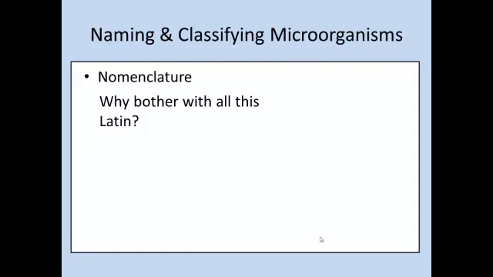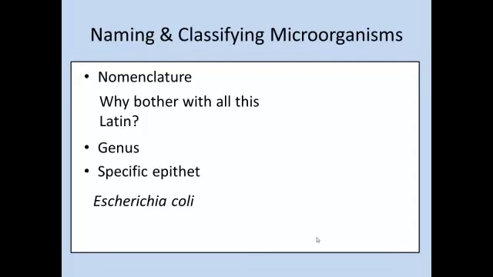But first, let's discuss E. coli's name. E. coli is short for Escherichia coli. The first name, Escherichia, is the genus name. It's a bit like your family name. Coli is the species name. It's a bit like your personal name. Because both names are in Latin, they are always italicized to let you know it's not English.